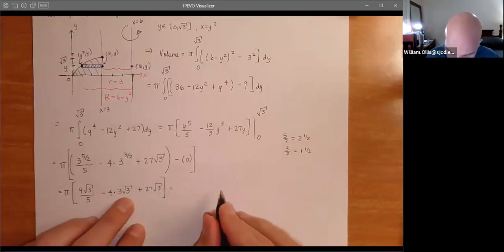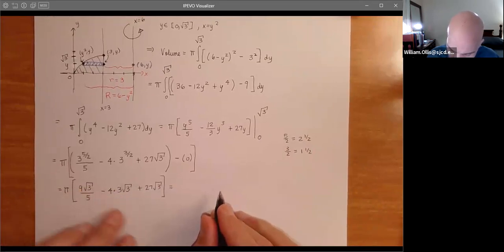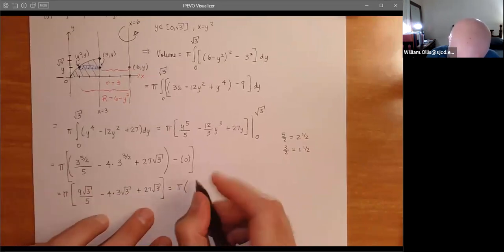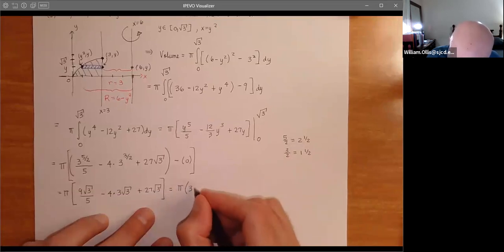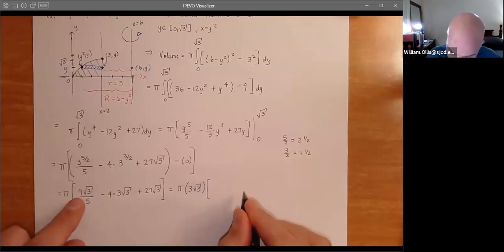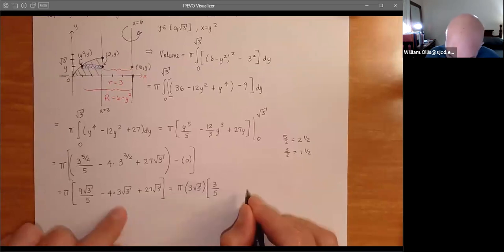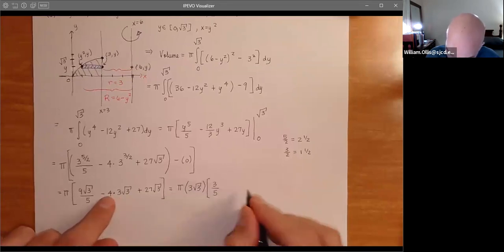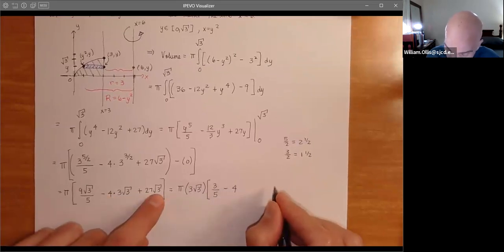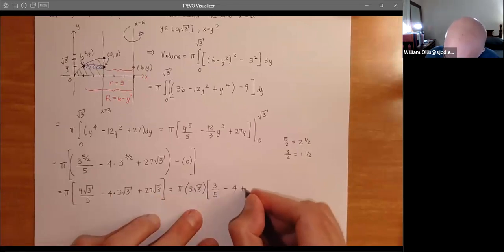So now at this point, we can go ahead and extract the square root of 3 times 3 from each of these since they all have it. So this will be pi. So we'll have 3 square root 3. Now what's left behind here is a 3 over 5. And then, of course, the 3 root 3 we've taken away. We have the minus 4. And here we take the 3 root 3. So the 3 into the 27 is 9. So that leaves a plus a 9.